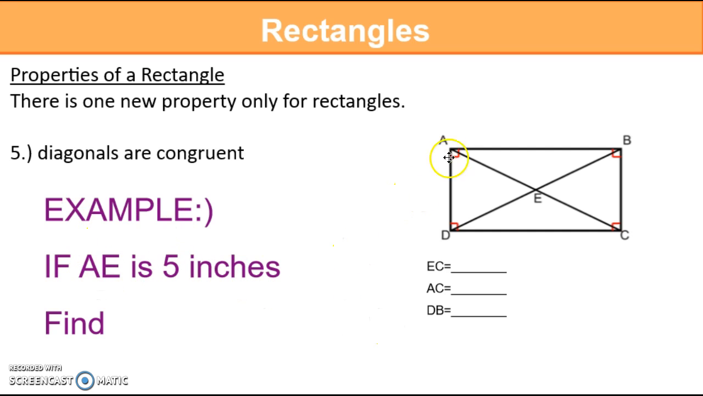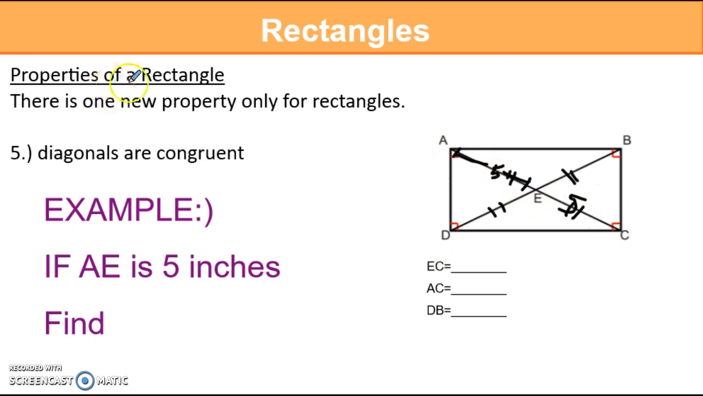Now that we have filled in this section, we're going to move on to an example. Example: if AE is 5 inches, AE is here to here, if this is 5, find EC. EC can be found because we now know that this is congruent to this, is congruent to this, is congruent to this. So this becomes 5. And due to that, we know the entire length.